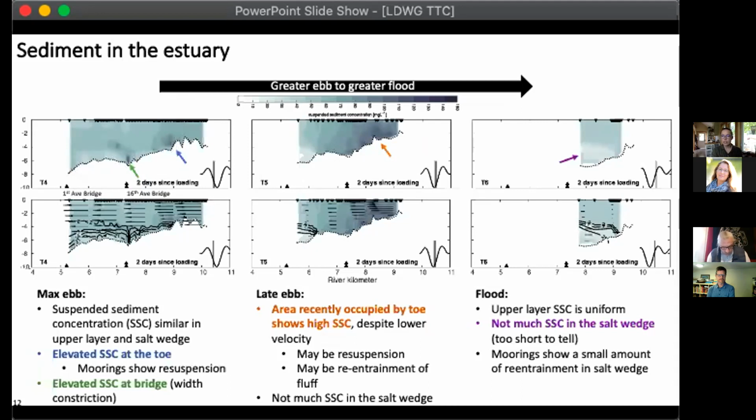On the flood, which is all the way on the right here, unfortunately, we weren't able to capture too much of the salt wedge, but what you can see of it shows that there's not very much suspended sediment in the portion that we did manage to capture. So this pattern of suspended sediment at the toe and then being uncovered by the retreating salt wedge in late ebb is really consistent across the range of sampled conditions.